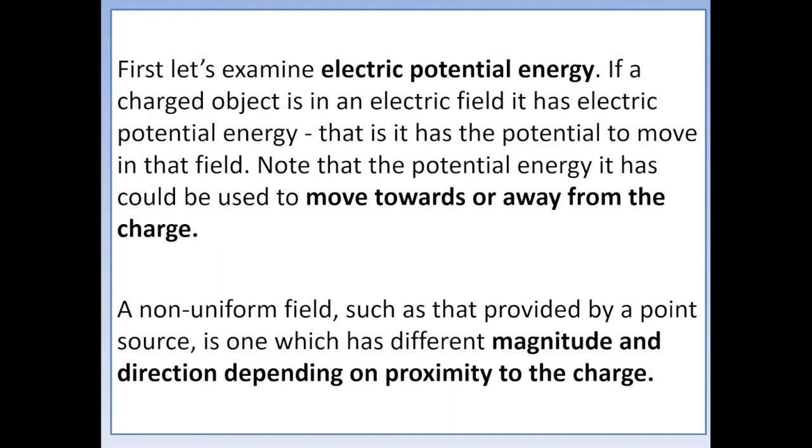Well, this is very much a similar idea when we're talking about electric potential energy, except instead of dealing with a massive object, we're dealing with an object that has charge. And because it has charge, depending upon the charge of the object creating the electric field, this object will have potential to move towards that charge or away from the charge. So when we're dealing with a non-uniform field, we're dealing with something that has a different magnitude and direction depending upon the proximity to that electric field producing charge.